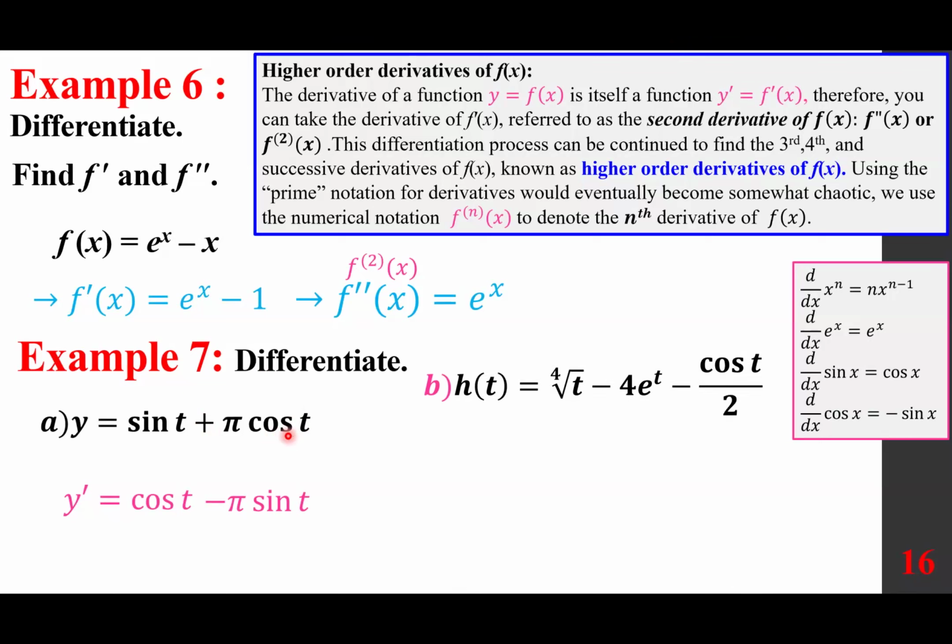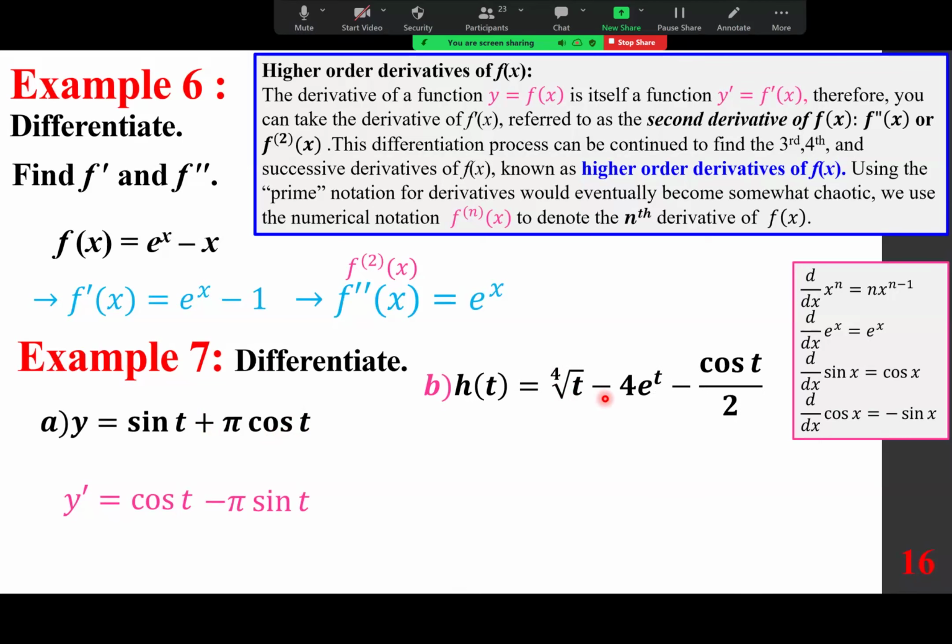All right, here, h of t is the fourth root of t minus 4e to the power of t minus cosine t over 2. We want to differentiate this expression. So the very first thing we need to do, we need to write this in a format such that the power rule can be used. We're going to write this t to the power of 1/4.